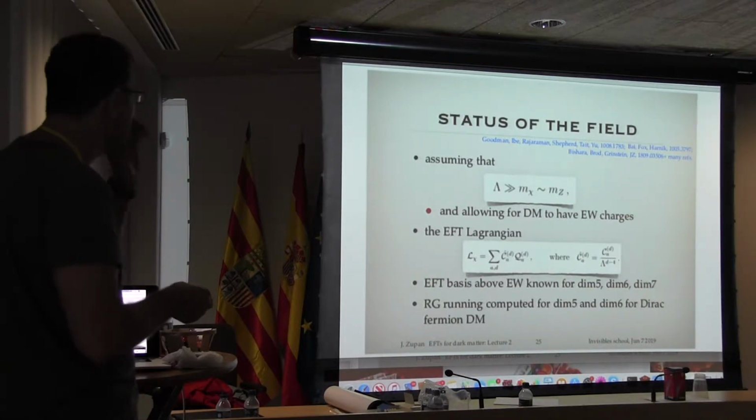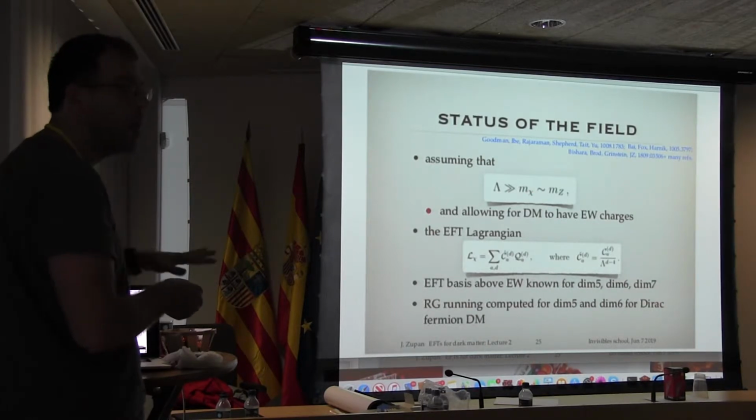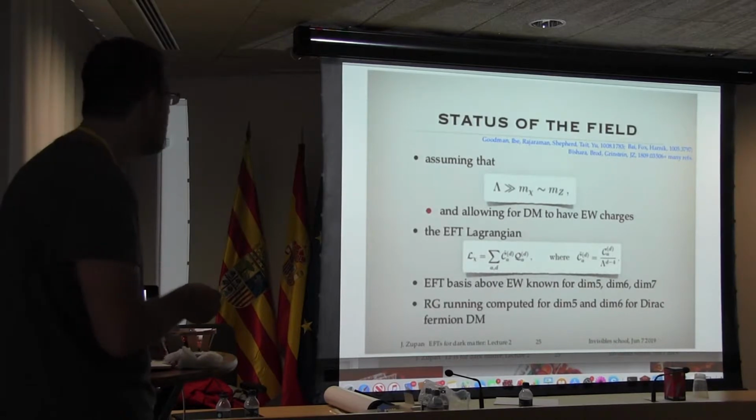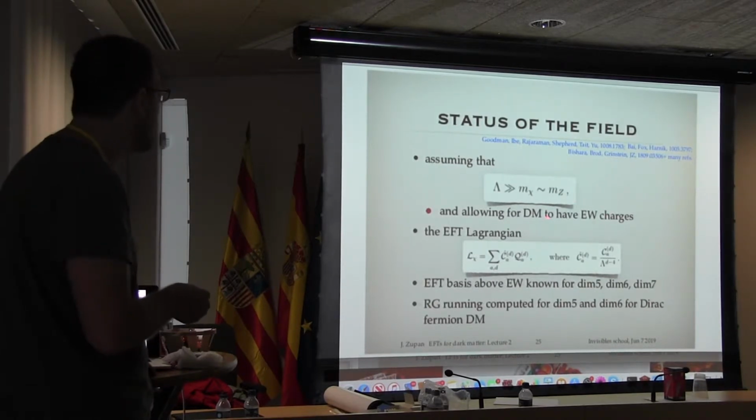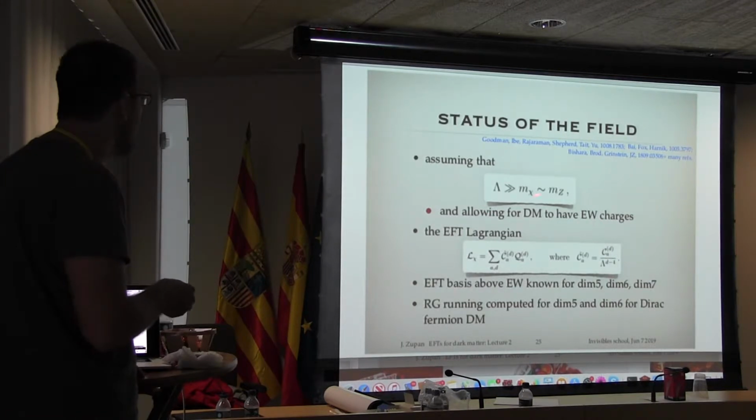Alright, so what are we doing now? There's one assumption, which is where the dark matter mass is. So we'll assume that the dark matter mass is at the electroweak scale right now, and later I promised you that I will change this assumption also. And then we allow for dark matter to have electroweak charges. So it's probably the most complete EFT that you can think of.